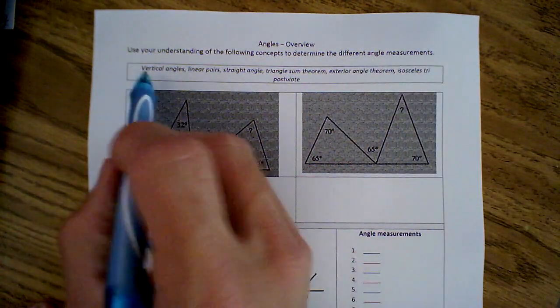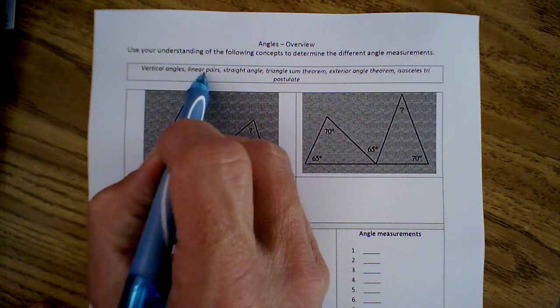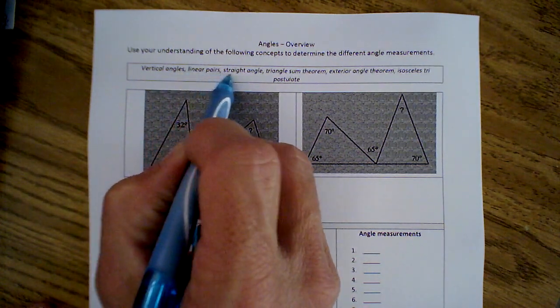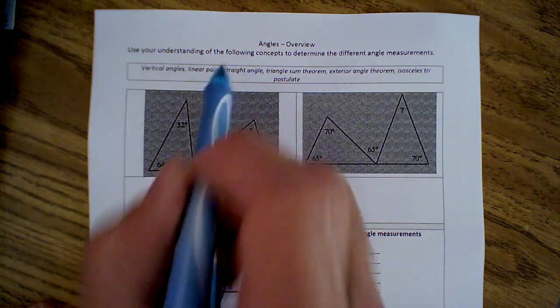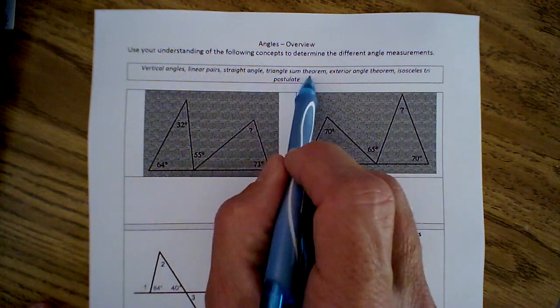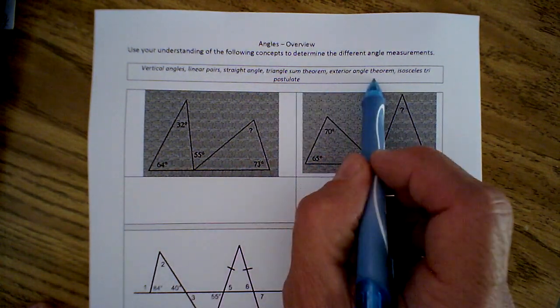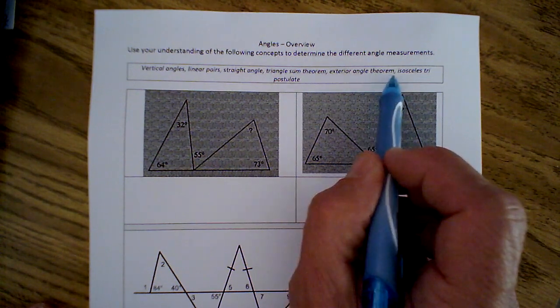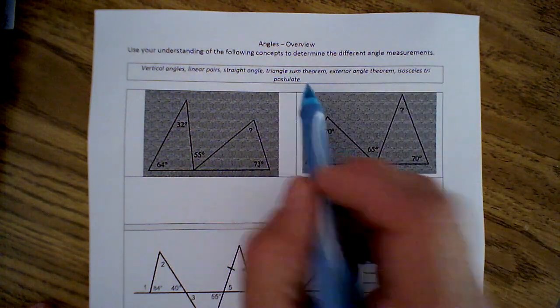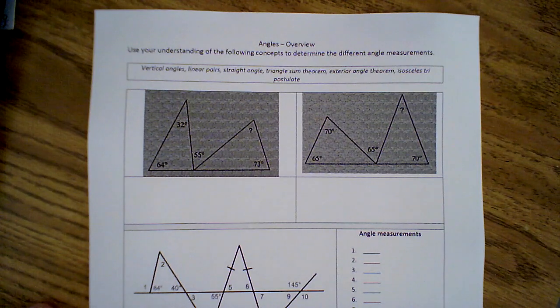The angle concepts are vertical angles, linear pairs, a straight angle, how many degrees are in a straight angle. Then we have the triangle sum theorem, exterior angle theorem, and the isosceles triangle postulate that we just ended with.